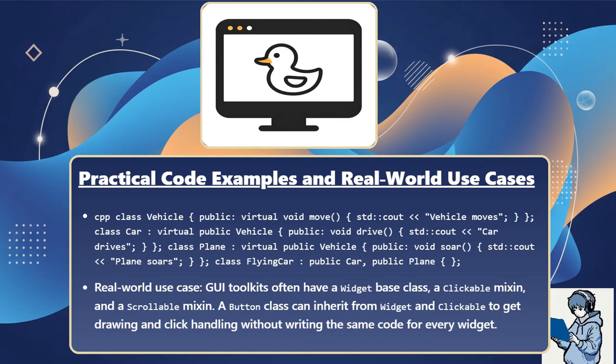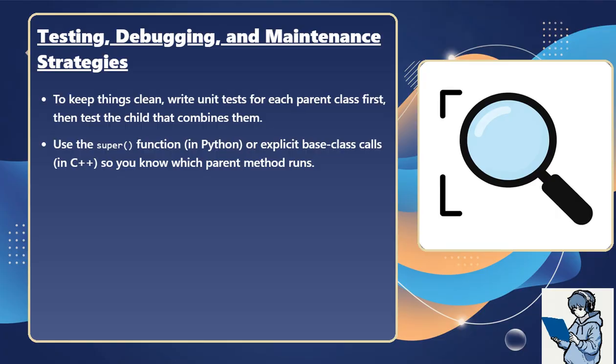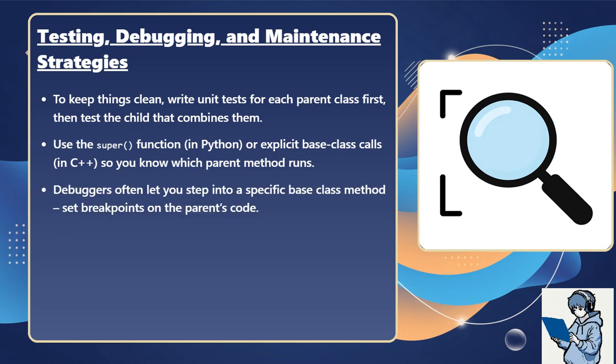Real-world use case: GUI toolkits often have a widget base class, a clickable mixin, and a scrollable mixin. A button class can inherit from widget and clickable to get drawing and click handling without writing the same code for every widget. To keep things clean, write unit tests for each parent class first, then test the child that combines them. Use the super function in Python or explicit base class calls in C++, so you know which parent method runs. Debuggers often let you step into a specific base class method and set breakpoints on the parent's code.